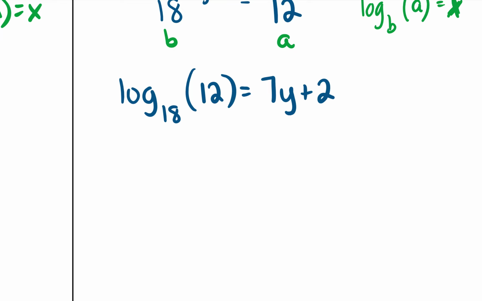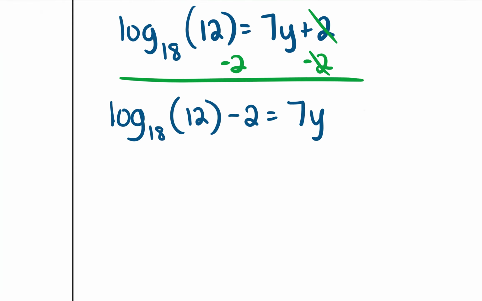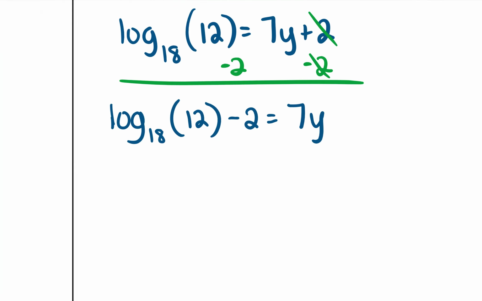So just like everything else, to solve for y, I first move this 2. So I subtract 2. Remember though, I cannot change the parentheses, so I just have log base 18 of 12, and then minus 2 is outside the parentheses, equals 7y. And this is why I say you don't need to write parentheses on the log, but if you always use parentheses, to me it helps to not accidentally make a mistake. Because without parentheses, you might accidentally put those together.